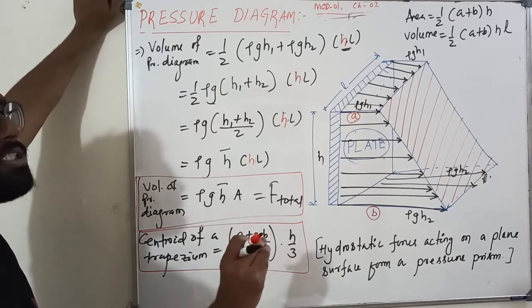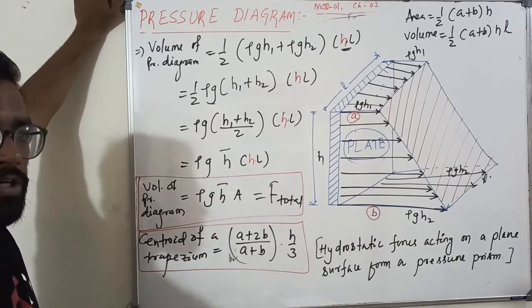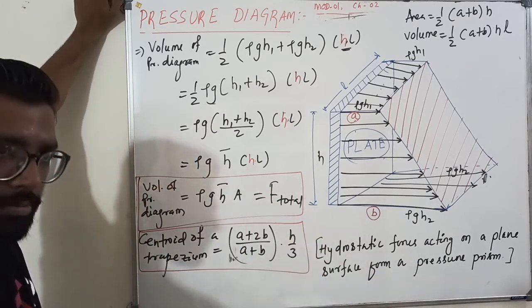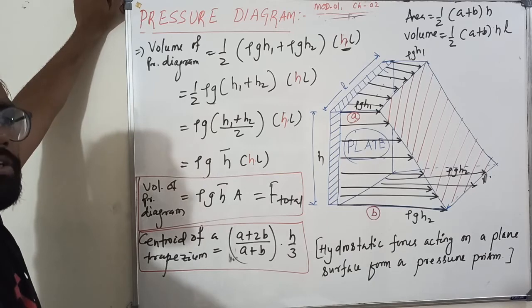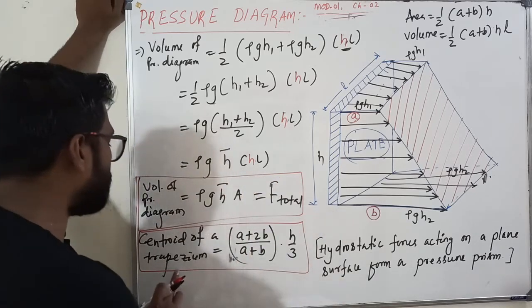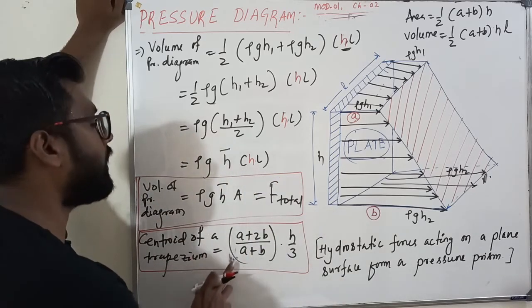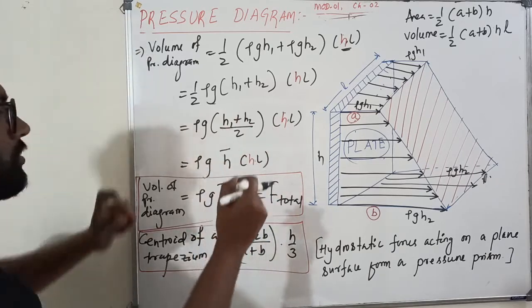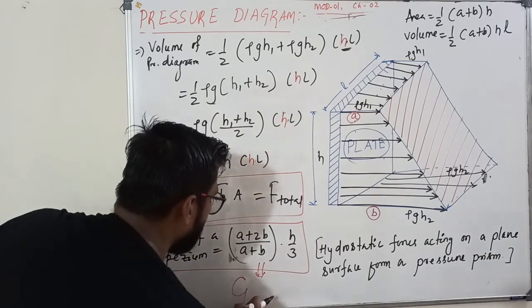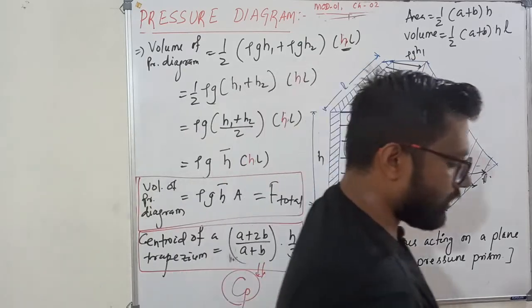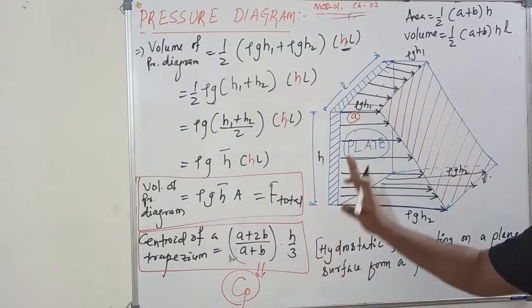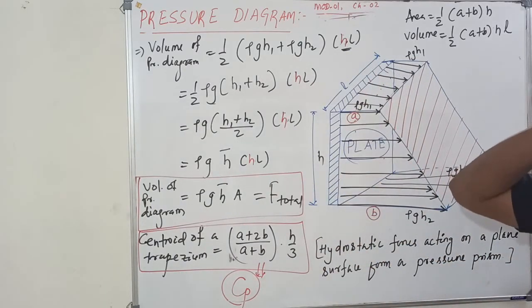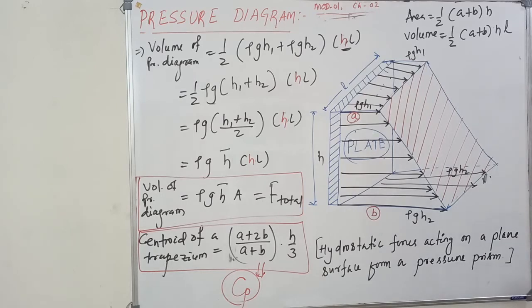The volume of the pressure diagram gives you the total pressure force, or total hydrostatic force, acting on the vertical plane surface, and the centroid of the trapezium, or centroid of the pressure diagram, gives you the CP, the center of pressure. So this is your center of pressure for the total pressure force. Pause the video and note it down.